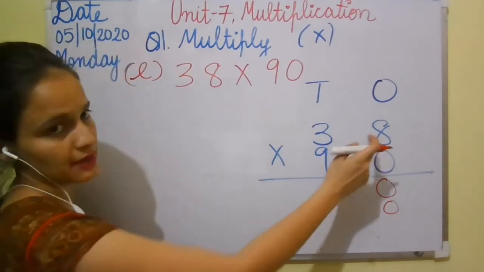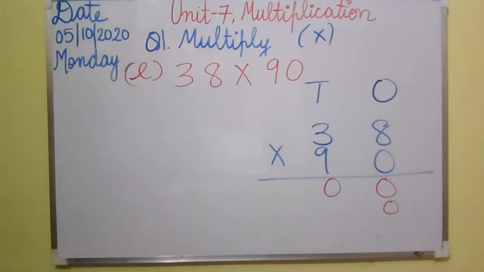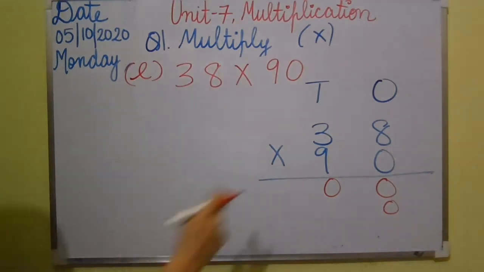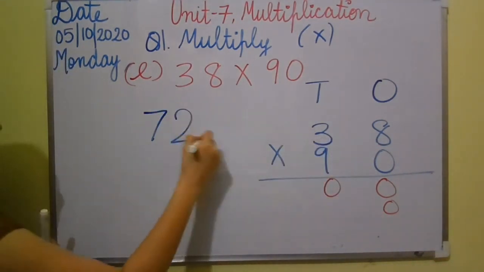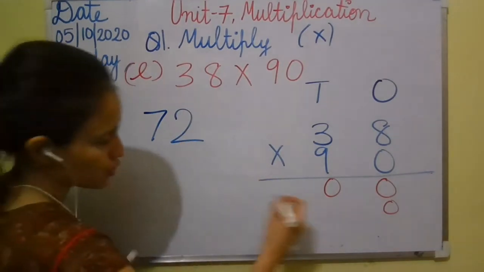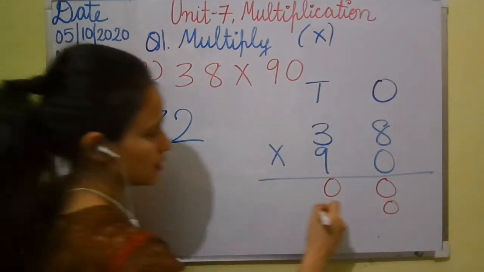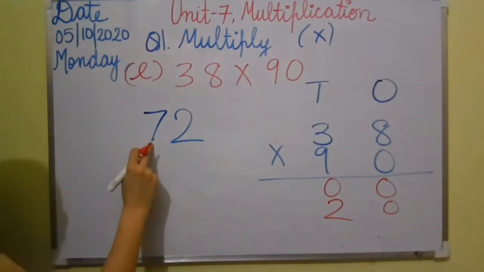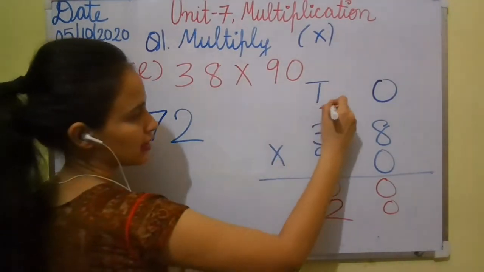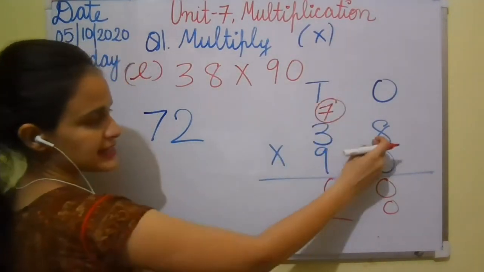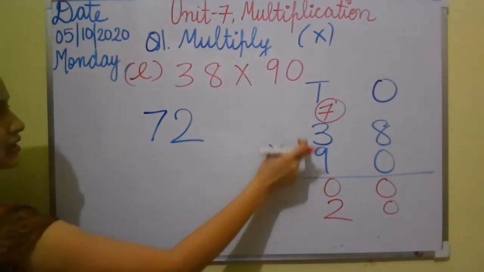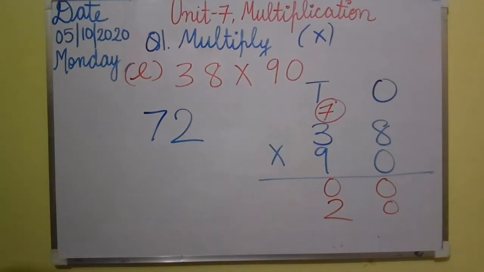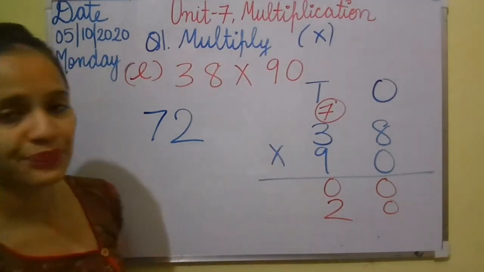Now 9 8s are 72. So 2 is in ones, so 2 will remain here, and 7 will go as a carry over above 3. Because 9 8s are 72, 2 will remain here, 7 will go as a carry over. 9 3s are 27.